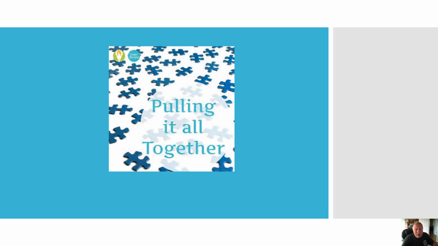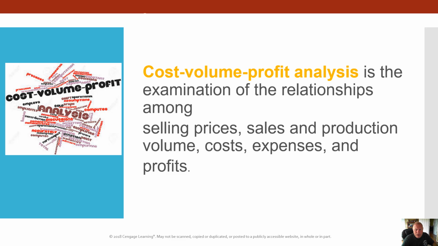We talked about revenues, we talked about costs. Now let's look at them together. The first thing is to introduce this concept of cost, volume, profit analysis. And we're trying to examine the relationship between sales prices, production, volume, cost, expenses, profits, and how we use this information in our day-to-day work in running a business.